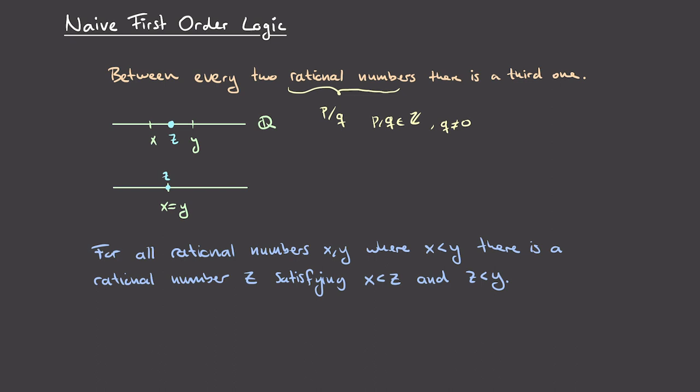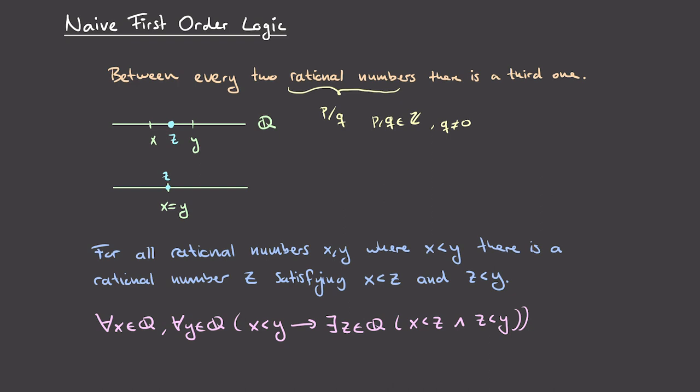In first order logic, this statement reads: for all x in Q, for all y in Q, so these are two rational numbers x and y, if x is strictly less than y, so that's our condition on x and y, then there exists a third number, z in Q, so that's our third rational number z, and it satisfies that x is strictly less than z, and also z is strictly less than y.